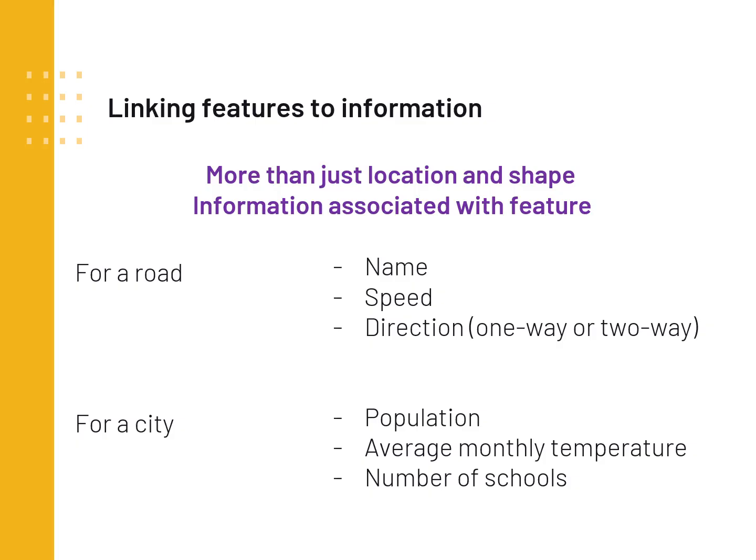So hopefully you're able to understand that a feature was more than just a picture on a map, okay? So there's the information that's associated with that feature. So for instance, in a road, you could have information like the name of the road, the speed, whether it's a one-way or two-way street, things like that. If it was a city you're looking at, the information that could be linked to it could be population, average monthly temperatures, the number of schools. So again, it's the information behind the features that really make GIS as powerful as it is.